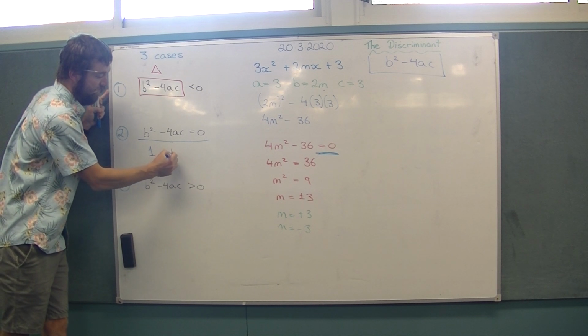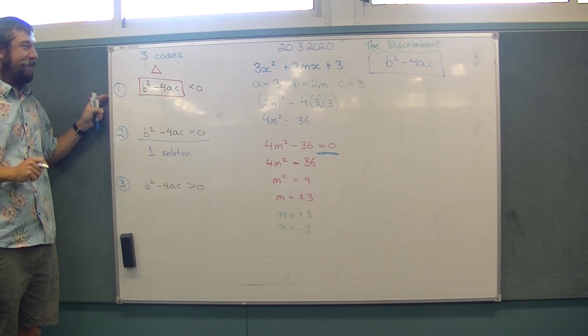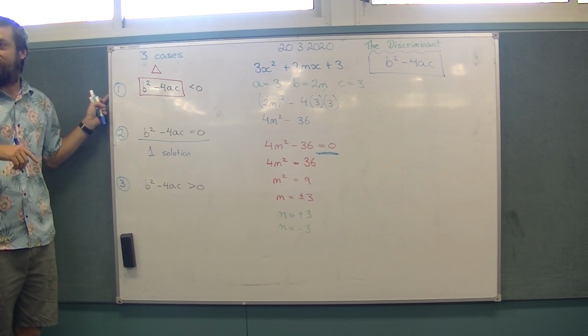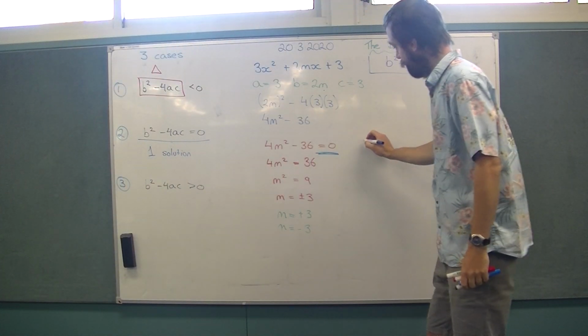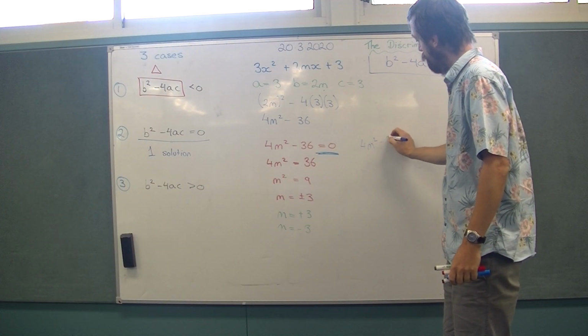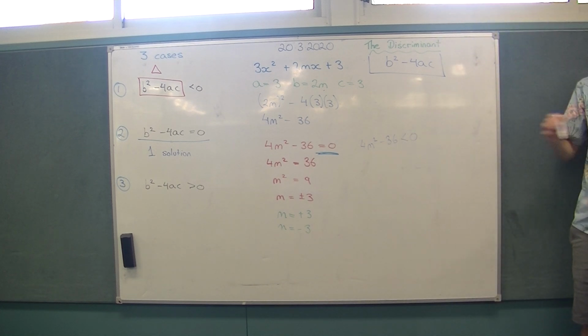If we solved it for where it was less than 0, or more than 0, this is where that previous set on inequalities comes into it. Can we solve this for where it's less than 0? How do we do this? How do we solve this inequality for where it's less than 0?